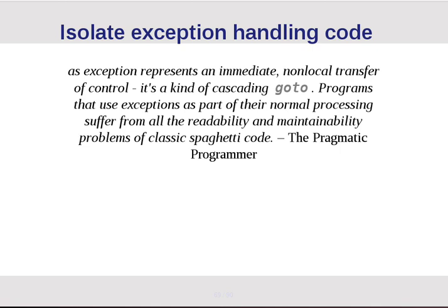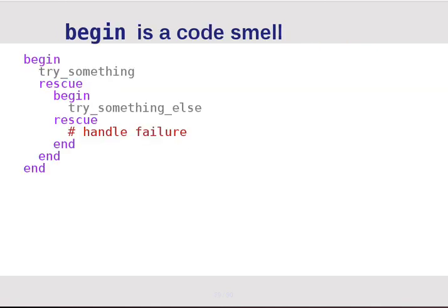As a rule, it's a good idea to isolate your exception handling code as much as possible. Exception code clutters up the flow of your programs. It clutters up the business logic with non-business logic, and it can become a readability nightmare.